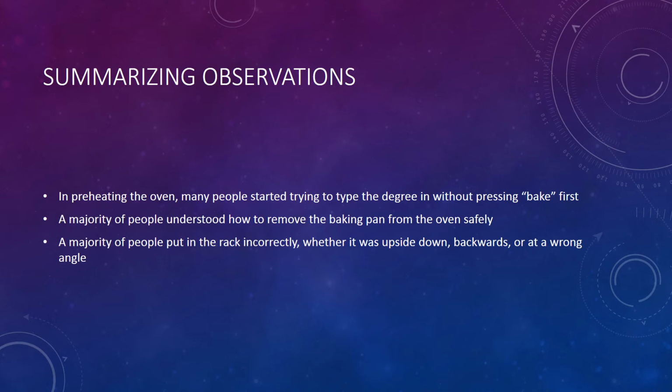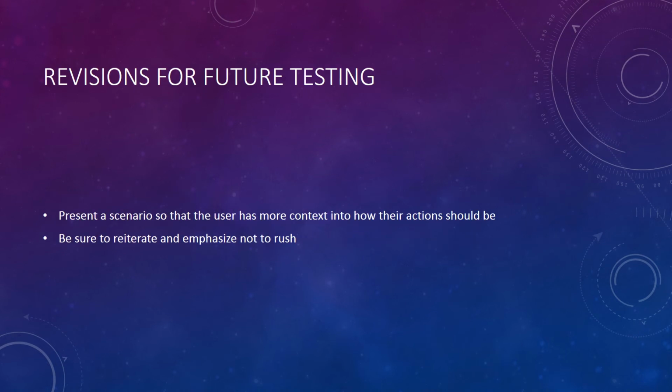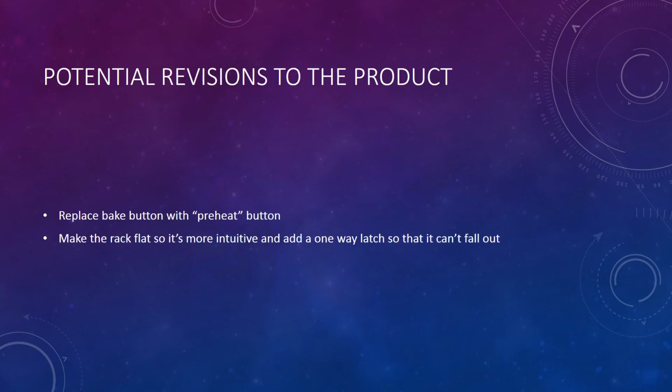The revisions for future testing are presenting a scenario with context and to reiterate and emphasize not to rush. Revisions to the product would be to replace the bake button with a preheat oven to make it more obvious, and to make the rack flat so that it's easier to use and more intuitive, and to add a one-way latch so that the rack can't fall out.